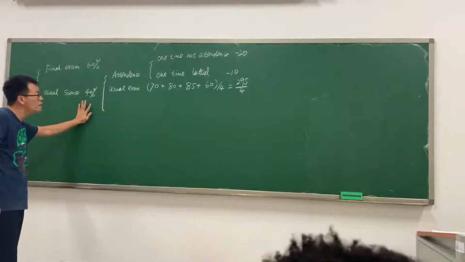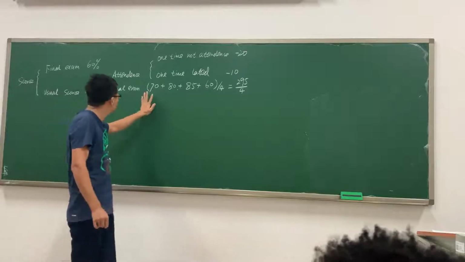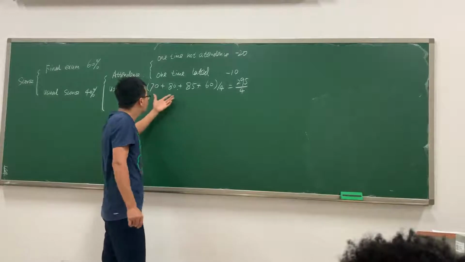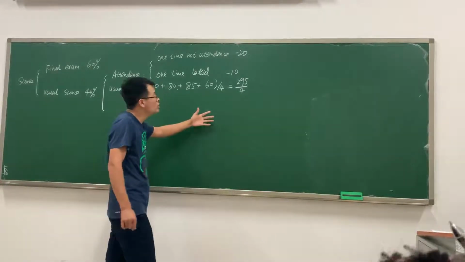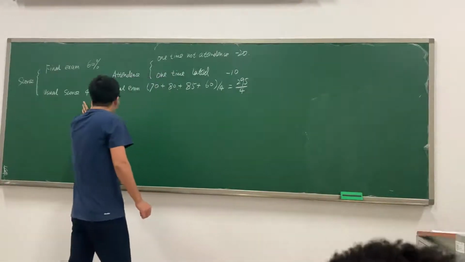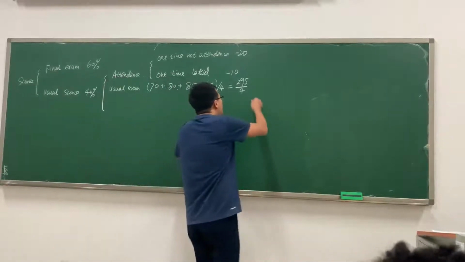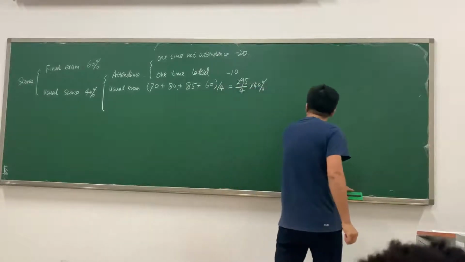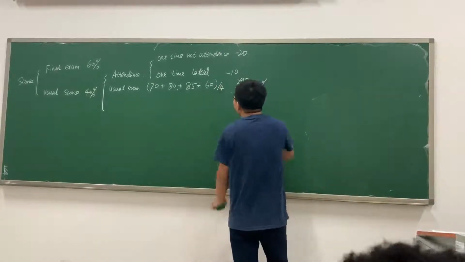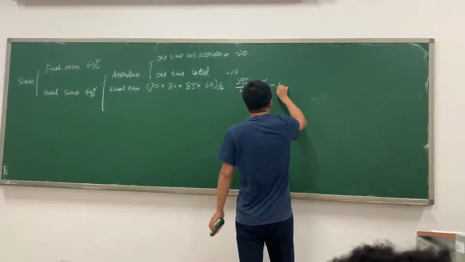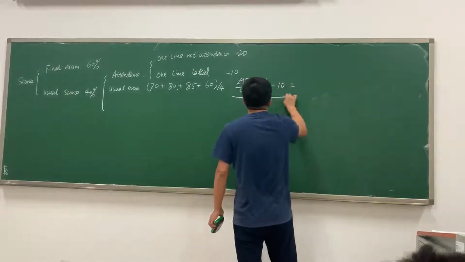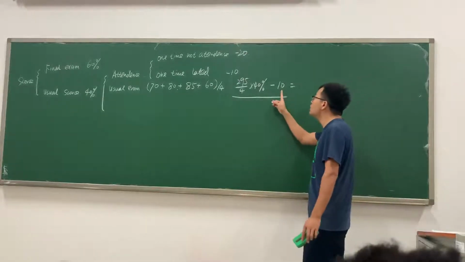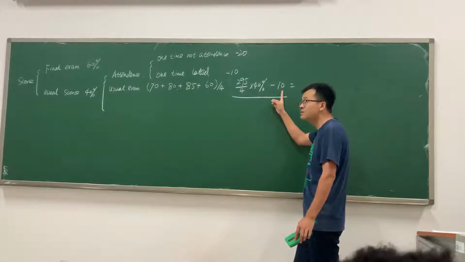For example, for this part, your usual exam scores are 70, 80, 85, 60. So we take the average and times 14%. And if you have one time late, here minus 10. This is your usual score. So if you have one time late, minus 10.